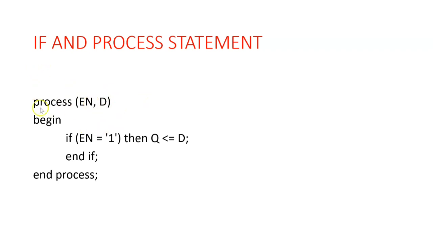Okay. So here you are writing the process keyword, and in the sensitivity list you are putting en and d. Begin. Then you put an if statement here. If en equal to 1, then q assigned d. That is, the value d is assigned to the variable q. End if.